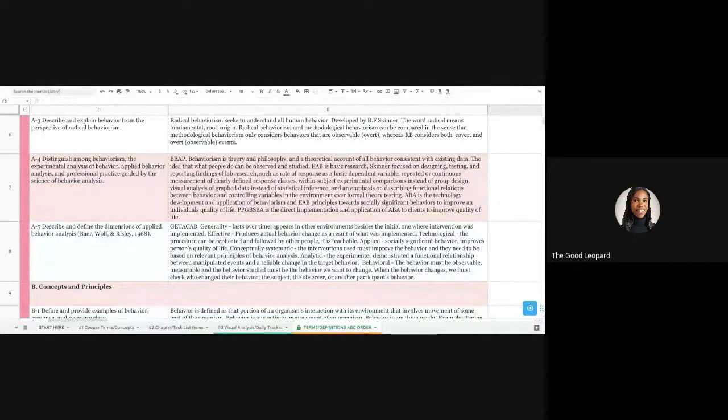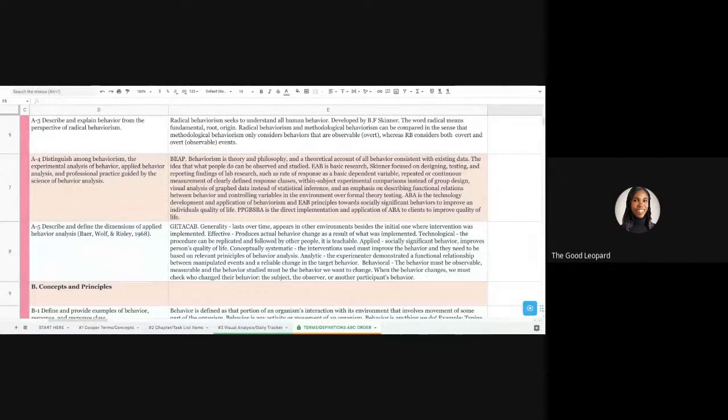So next is A5. This is all about the dimensions. Describe and define the dimensions of applied behavior analysis. Heavily influenced by Baer, Wolf, and Risley, 1968. Those are some current dimensions. That is a really, really big staple in our field. So if you haven't read it, probably go read it.